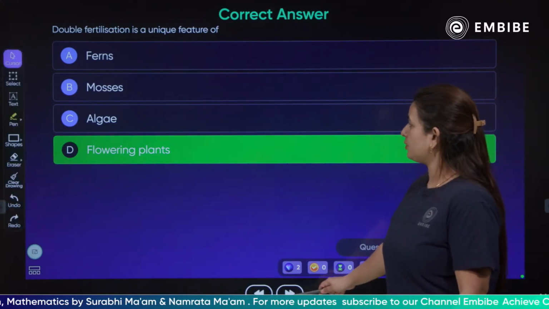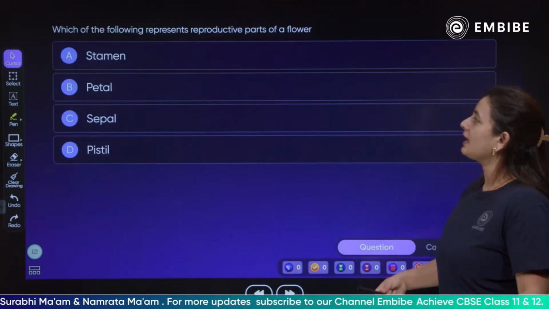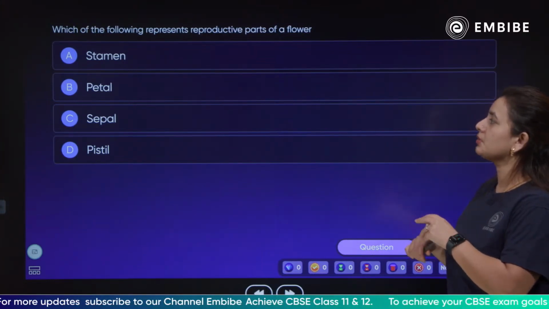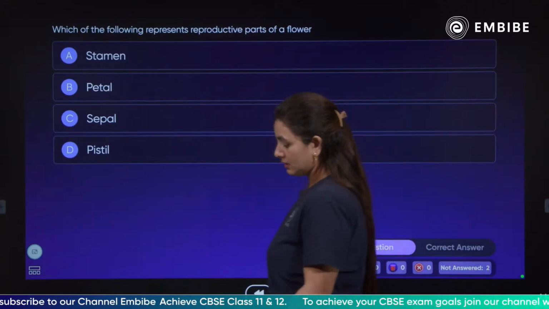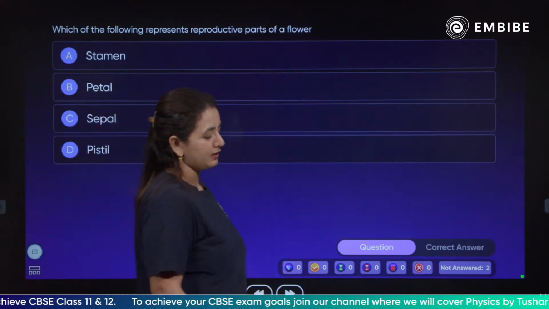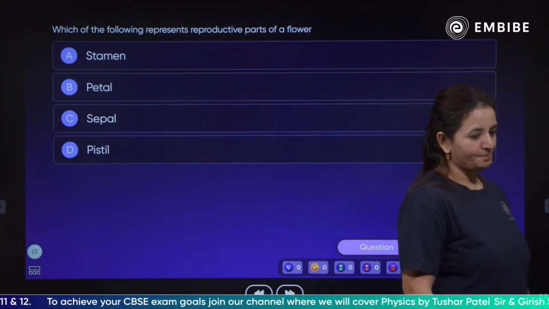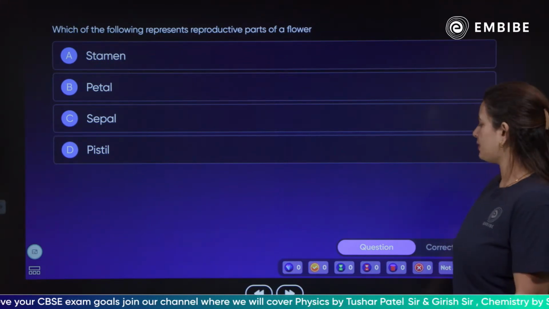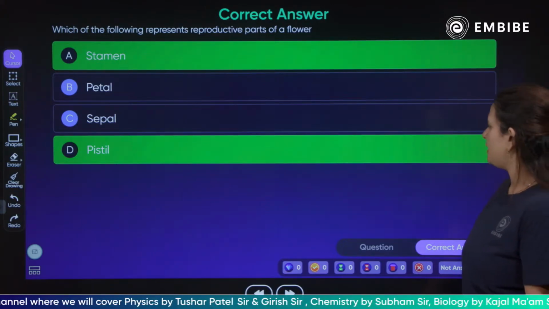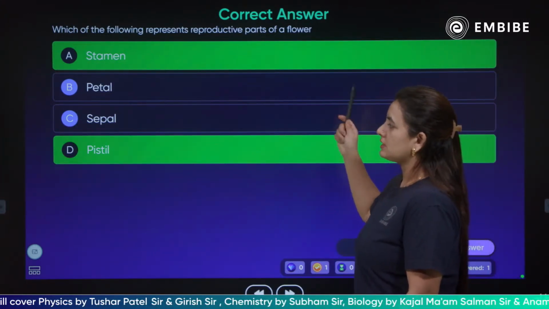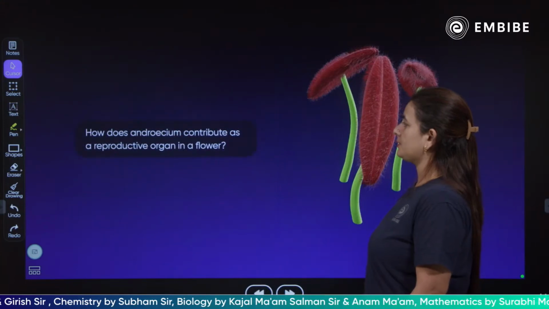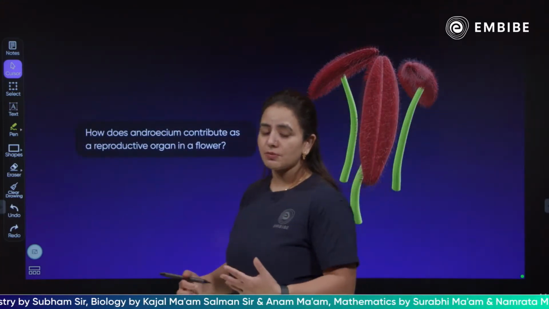Moving forward, children, what do we have next? Again, we have a question. Which of the following represents the reproductive part of the flower? More than one answer would be correct. Yes, the stamen and the pistil are the reproductive parts of the flower. Pistil, stamen, and carpel also. Pistil or carpel. So children, the next session would be about this only.